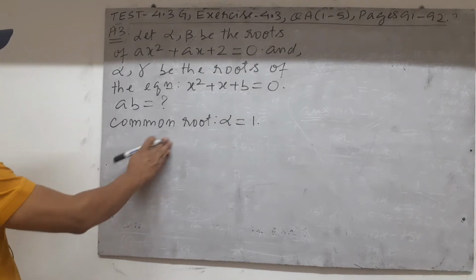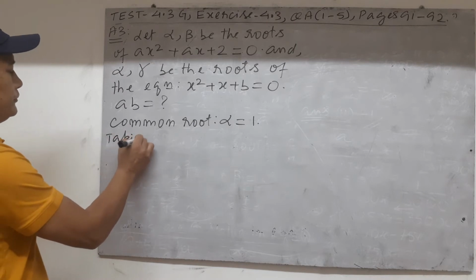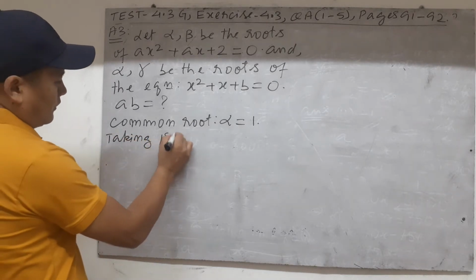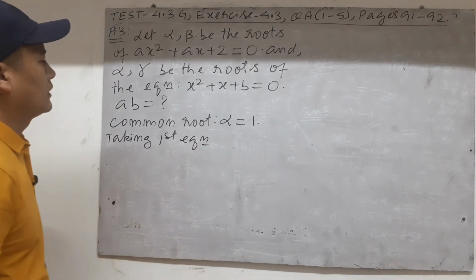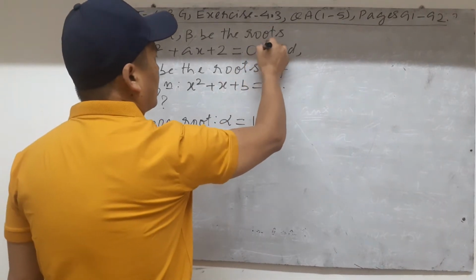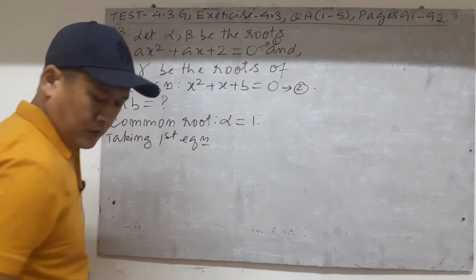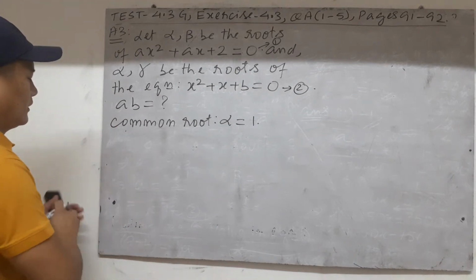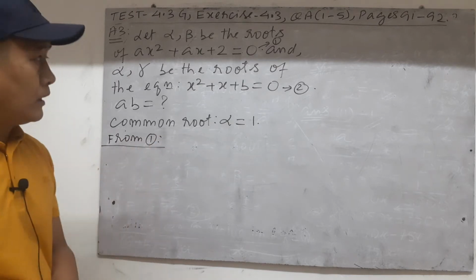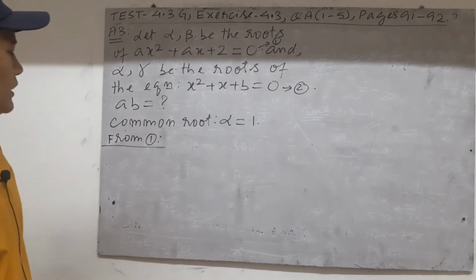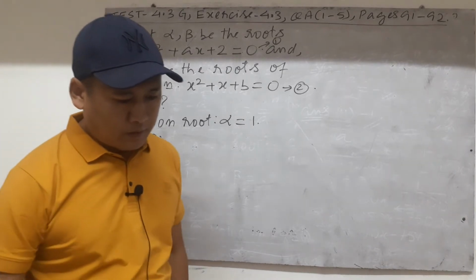So now I'm going to say, taking the first equation, you can number it equation 1, and the other equation 2. So from equation number 1, if you take equation number 1, you will say the sum of roots.